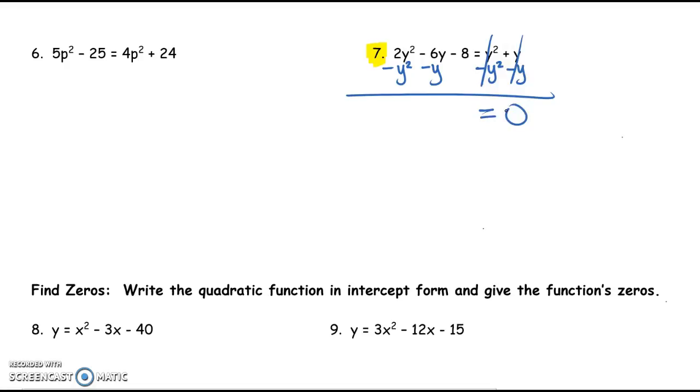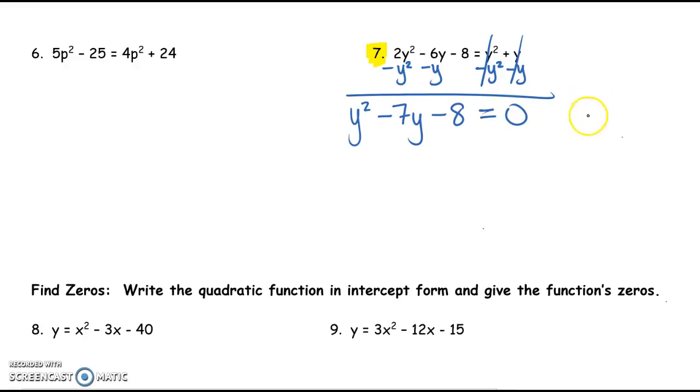On the left side, what is 2y squared minus y squared? 1y squared. Negative 6y minus y is negative 7y, and we have the minus 8. Now the nice thing about this is a factoring problem where a equals 1. So it's the simple factoring. Find the two pairs of numbers, throw them in the parentheses, and then solve. So try finishing this one on your own.